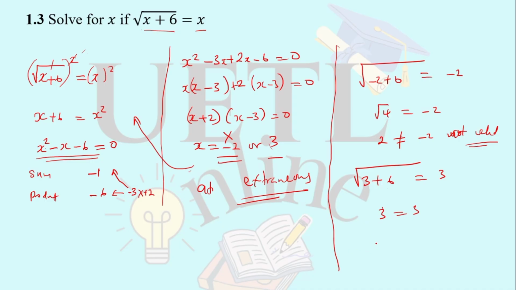So this means that the value of x is only 3. This -2 is not valid because it's an extraneous answer. Make sure you master this, you don't miss it. So our answer here is x is equal to 3.